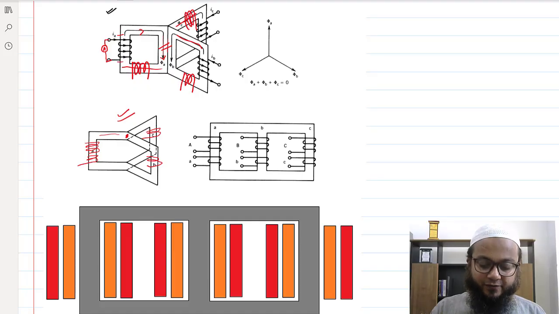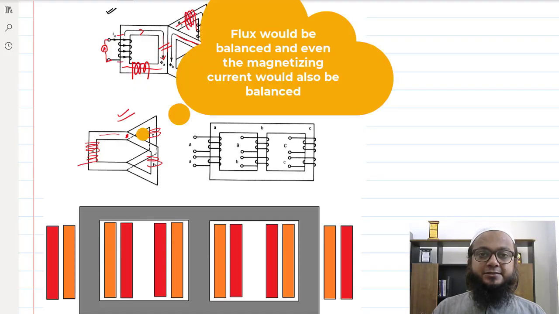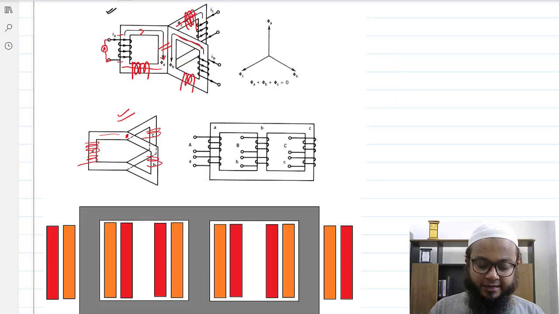Okay. So the only advantage with this kind of arrangement is you will get the flux balanced here. If the flux is balanced, and every source is seeing the same reluctance path, then the magnetizing current drawn from the source would be balanced. But this is very difficult to manufacture. So we avoid this kind of construction. Rather, we use this kind of construction.